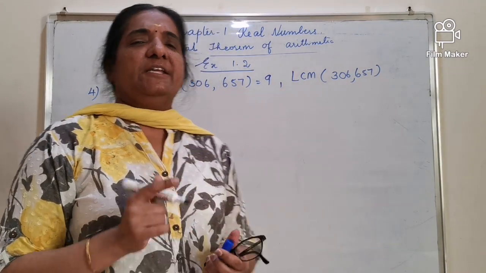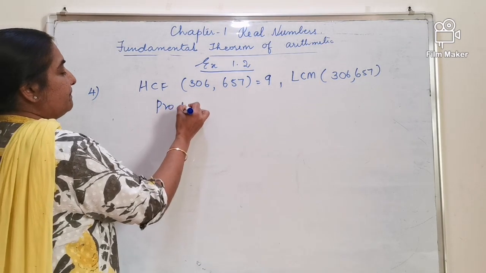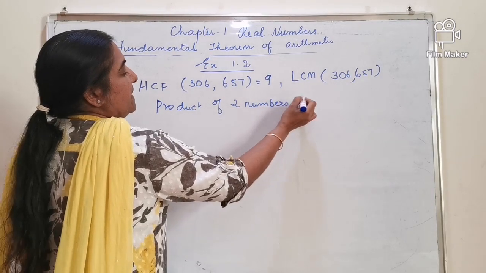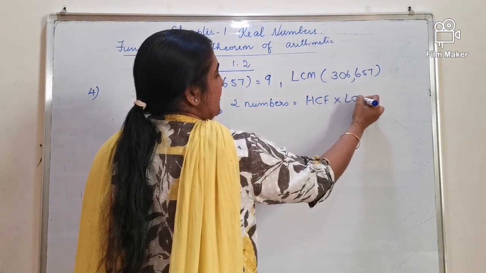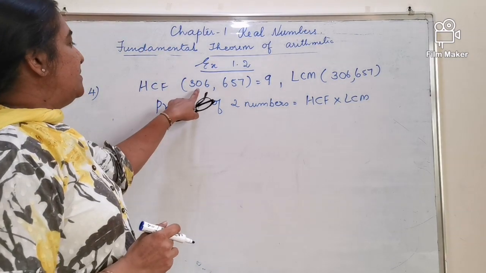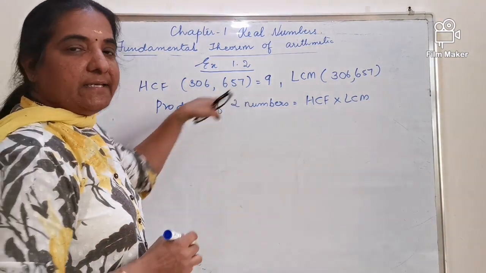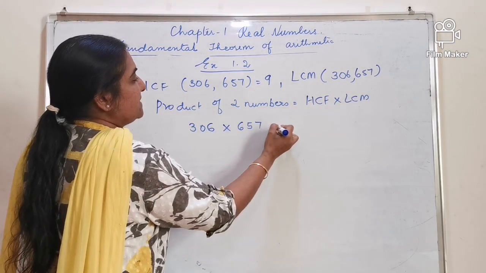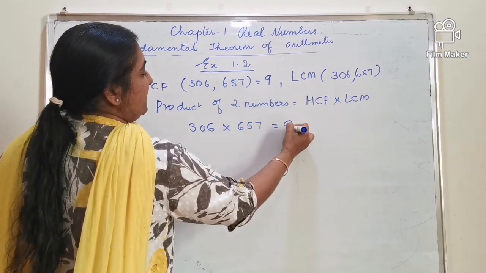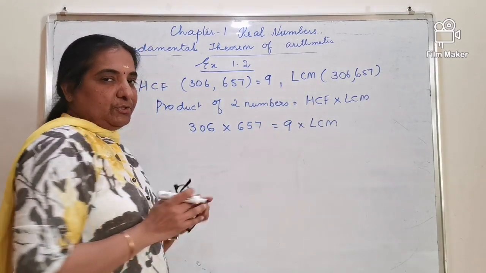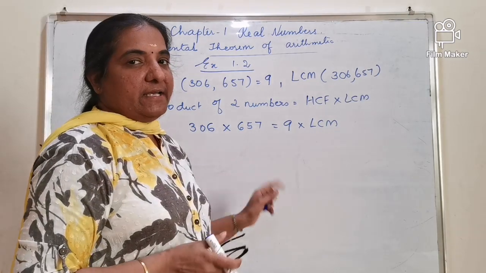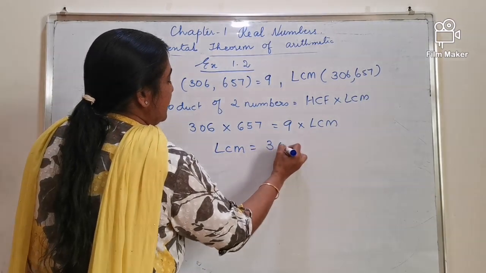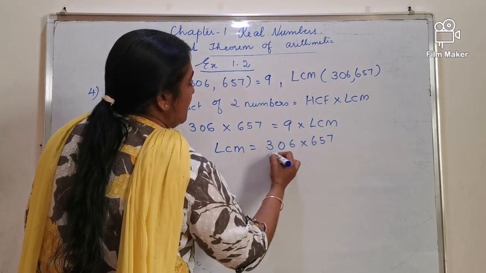Just apply the property. The product of two numbers is equal to the product of their HCF and LCM. The two numbers under consideration here are 306 and 657. 306 multiplied by 657 is equal to the HCF, which is given as 9, times the LCM, which has to be found out. The quick method is to simplify. So LCM is equal to 306 into 657 by 9.